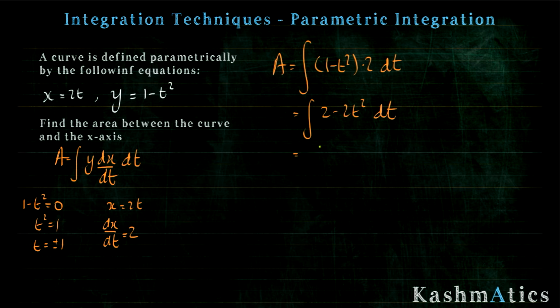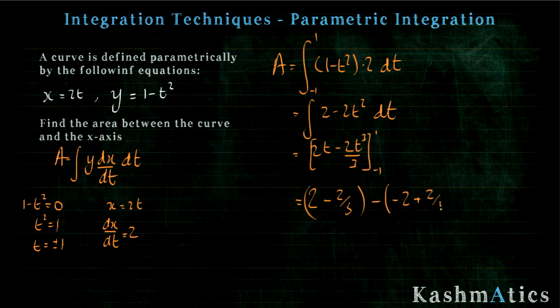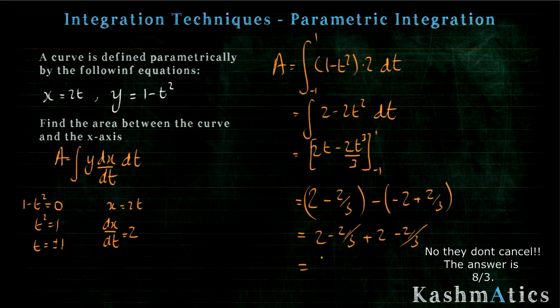And now I can integrate it. And that would give me 2t take away 2t cubed over 3. Okay, and the limits, remember, are 1 and minus 1. So 2 times 1 is 2. Take away 2 times 1 cubed over 3, so that's 2/3. And then I put the lower limit in, and I'll get minus 2. Take away 2 times minus 1 cubed, so that'll end up being a plus 2/3. And if I expand the brackets again, I'll get 2 minus 2/3, add 2, take away 2/3, so they cancel each other out, leaving me with just 4.